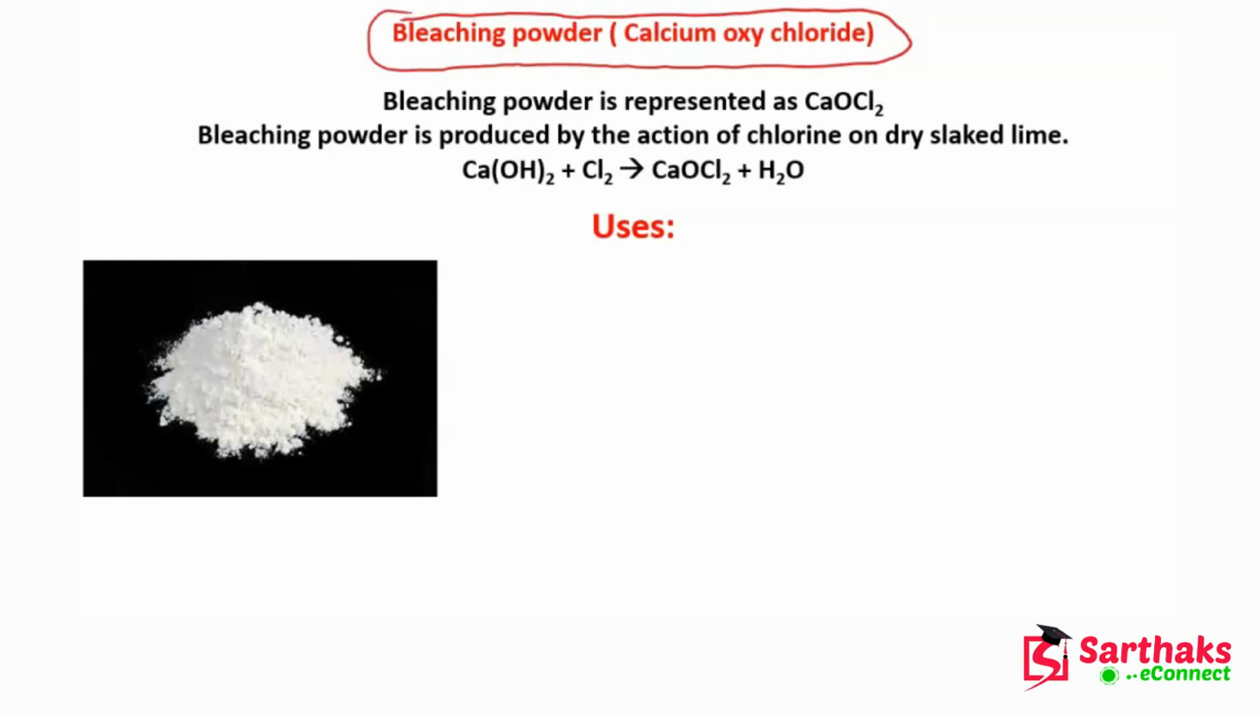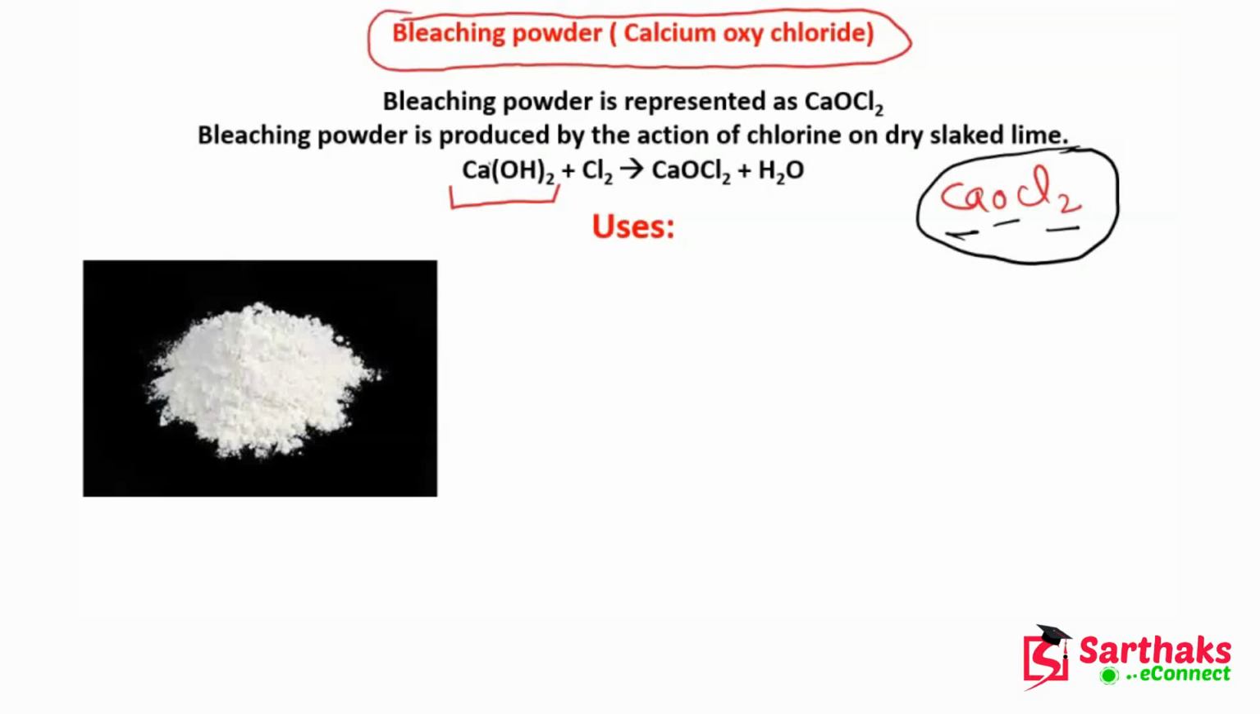So guys, as you can see, the reaction is written here. We use slaked dry lime and chlorine gas to produce this bleaching powder, and the formula of this bleaching powder is CaOCl2. We also call it calcium oxychloride, because you can see there is calcium, oxygen and chlorine, so it is known as calcium oxychloride.